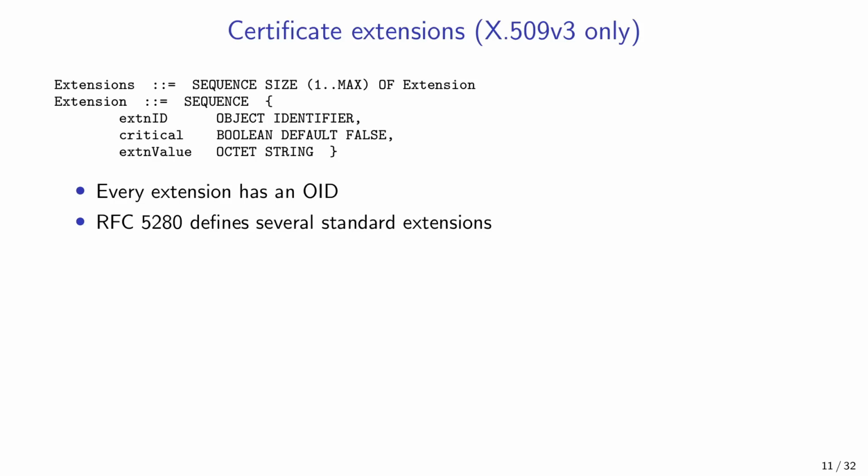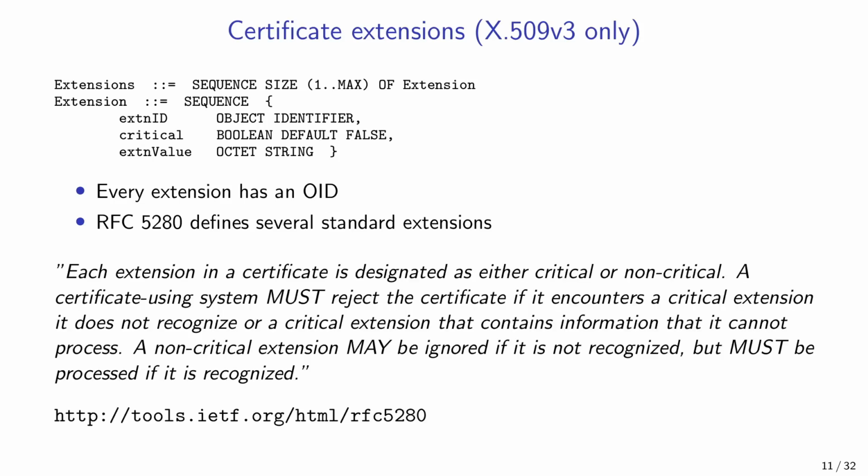We can use this criticality flag to specify how software that does not recognize our extension should handle such an extension. The idea is that each extension in a certificate is designated as either critical or non-critical. A certificate using system must reject the certificate if it encounters a critical extension it does not recognize or a critical extension that contains information that it cannot process. A non-critical extension may be ignored if it is not recognized, but must be processed if it is recognized.